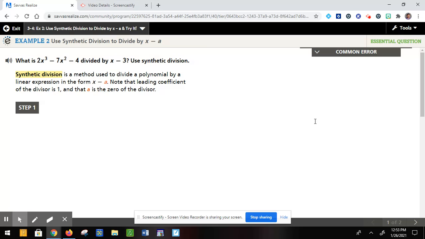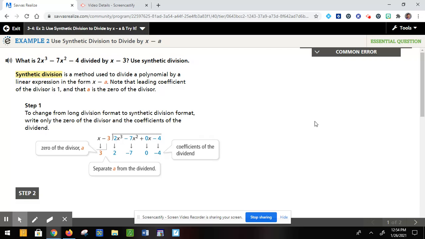All right, let's look at the definition. Synthetic division is a method used to divide a polynomial by a linear expression in the form x minus a. So this really is limited to only being able to divide by linear expressions. Note that the leading coefficient of the divisor is 1, and that a is the 0 of the divisor. So this only works when it's x minus a number. And if a was negative, then it would be x plus.